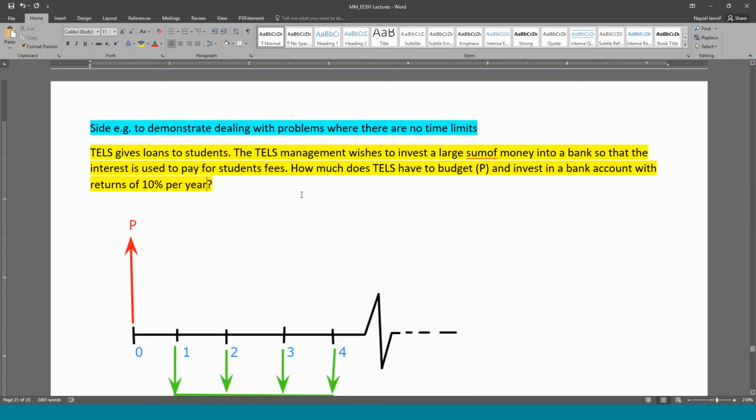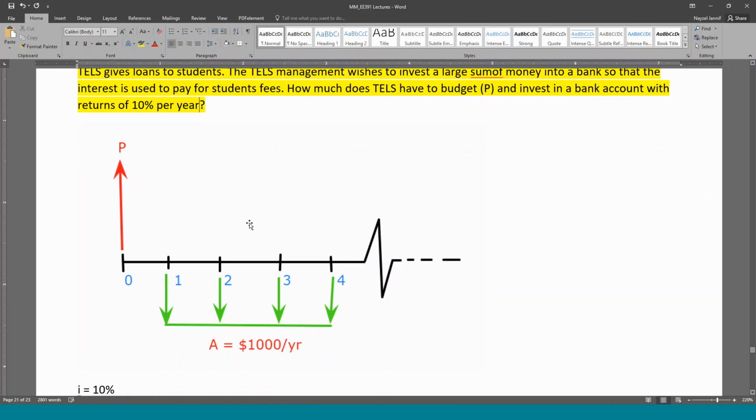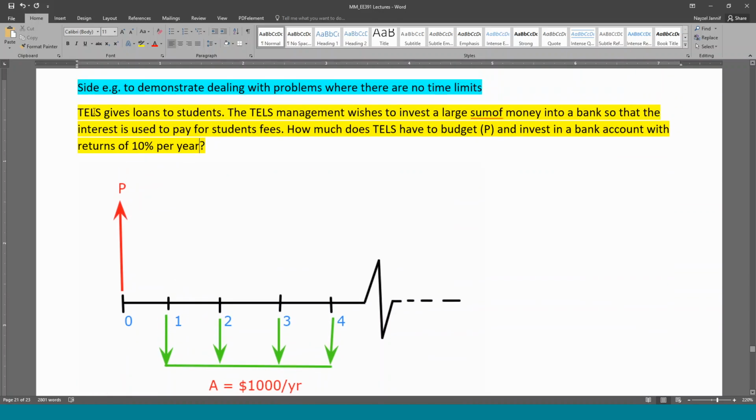Okay, I just made this question. All right, so just to give you a good example, I'm just putting it in line now. Have a look at this, guys. TELS is a tertiary loan scheme, right? They wish to invest a large sum of money into a bank so that the interest from that bank is used to pay for students' fees. They don't want to touch this P, right?